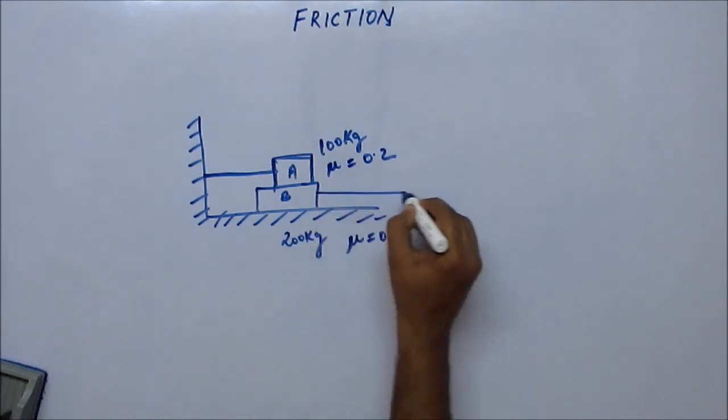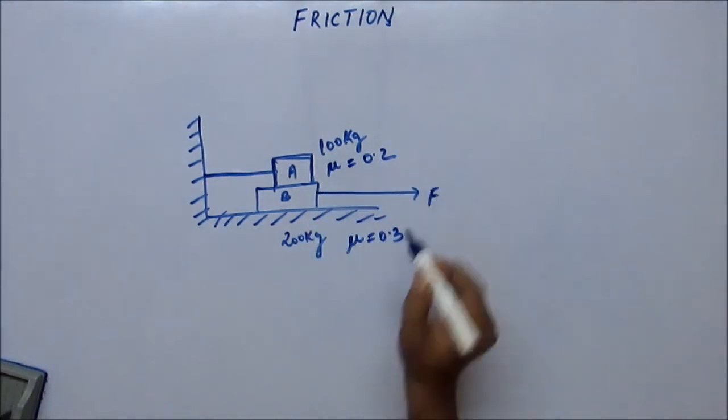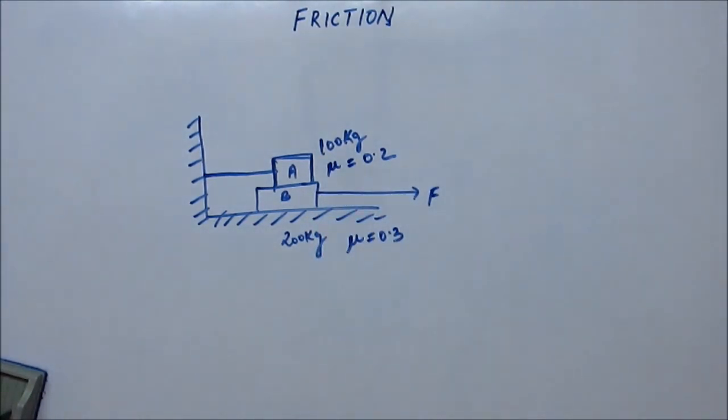And the question is, what minimum force do you require to be acting horizontally on B so that B moves relative to the ground and A?